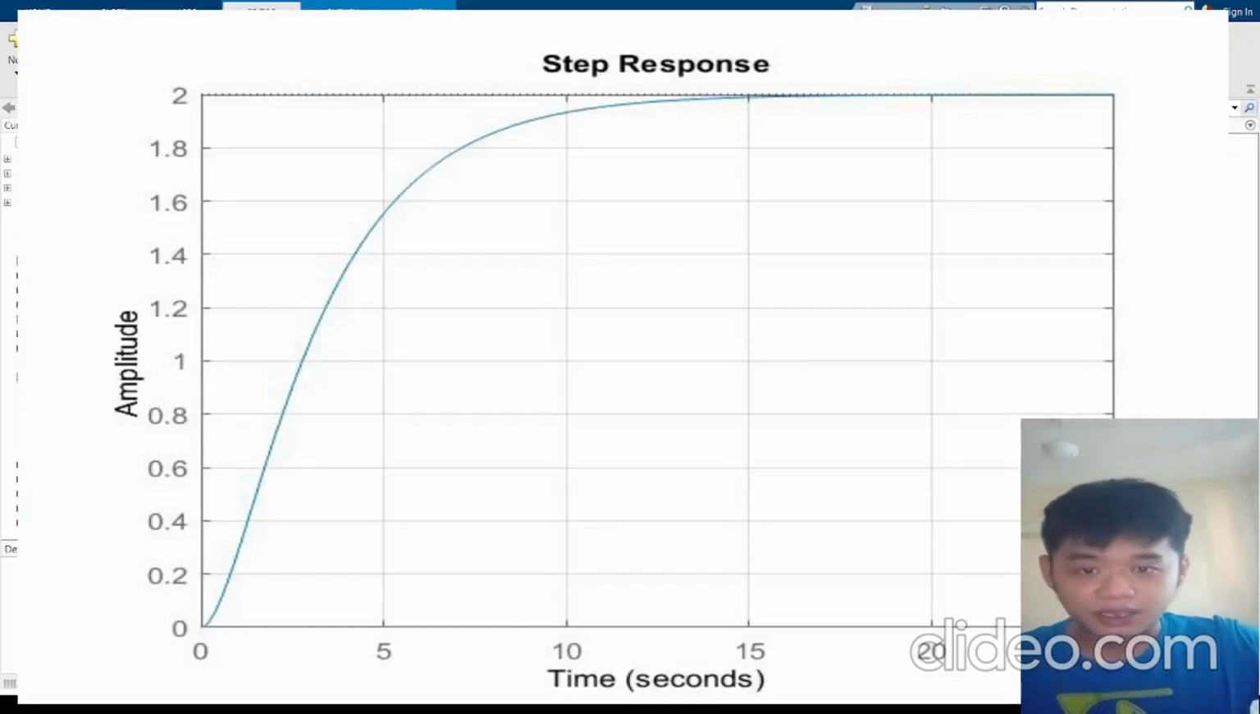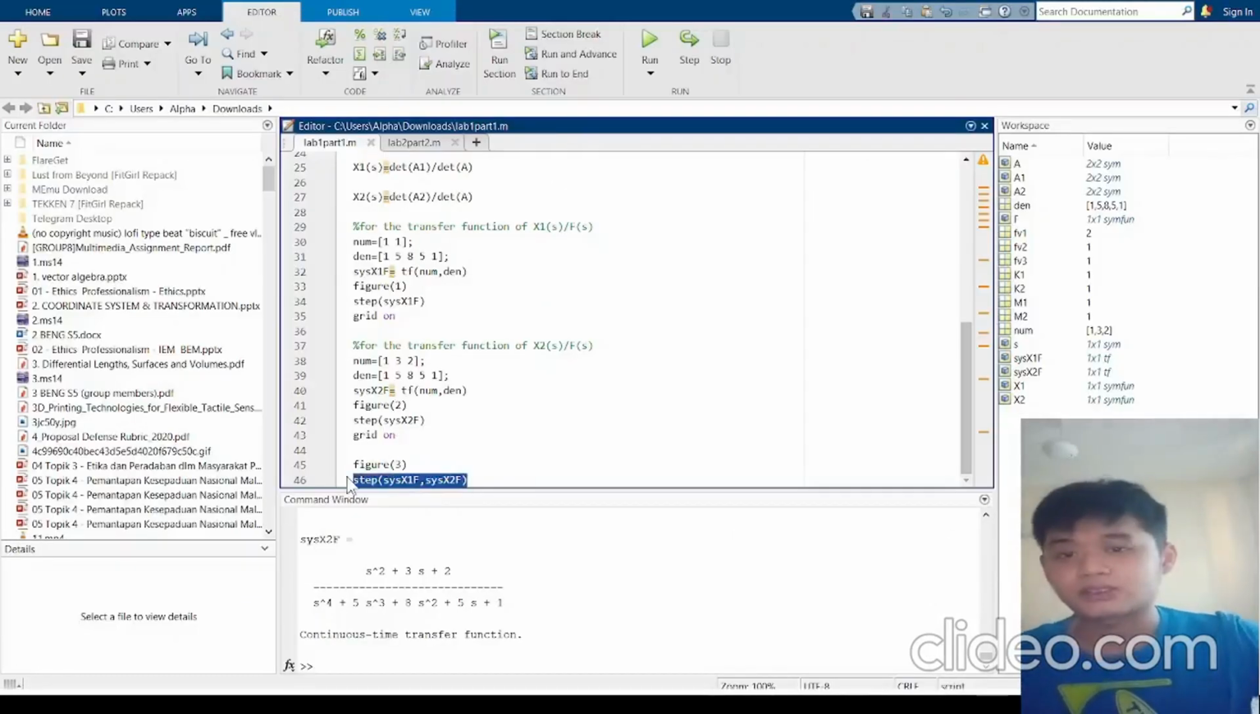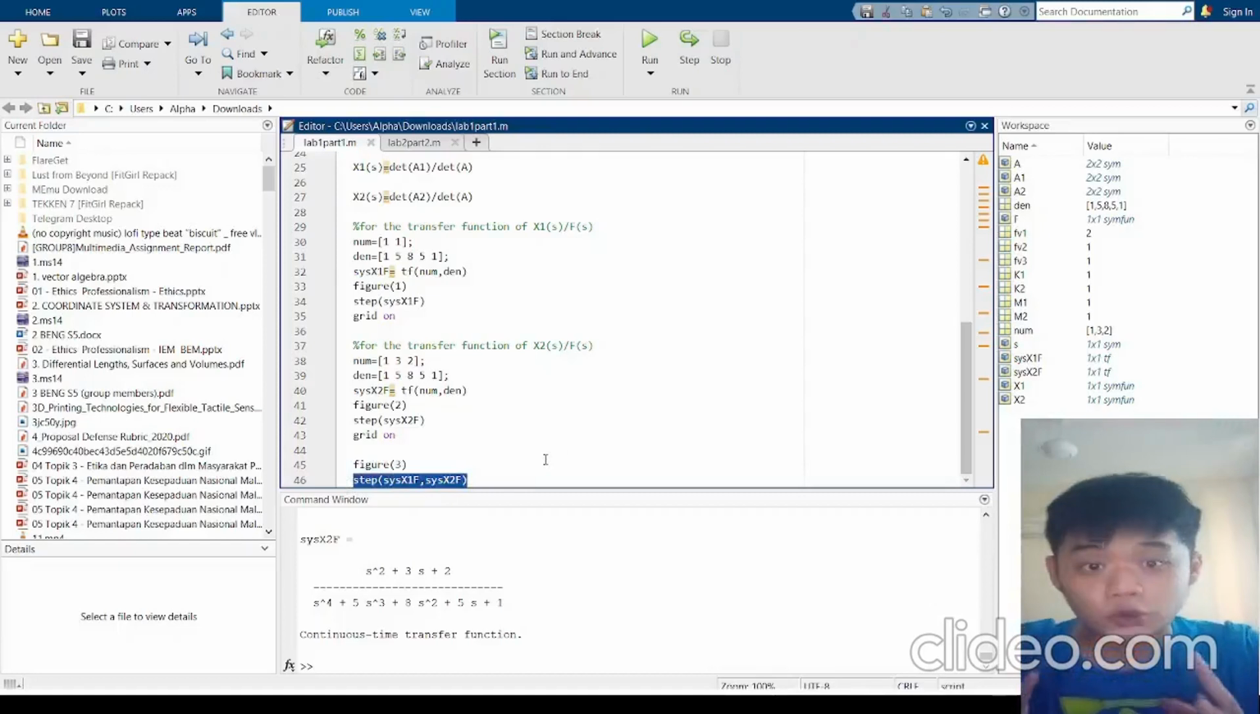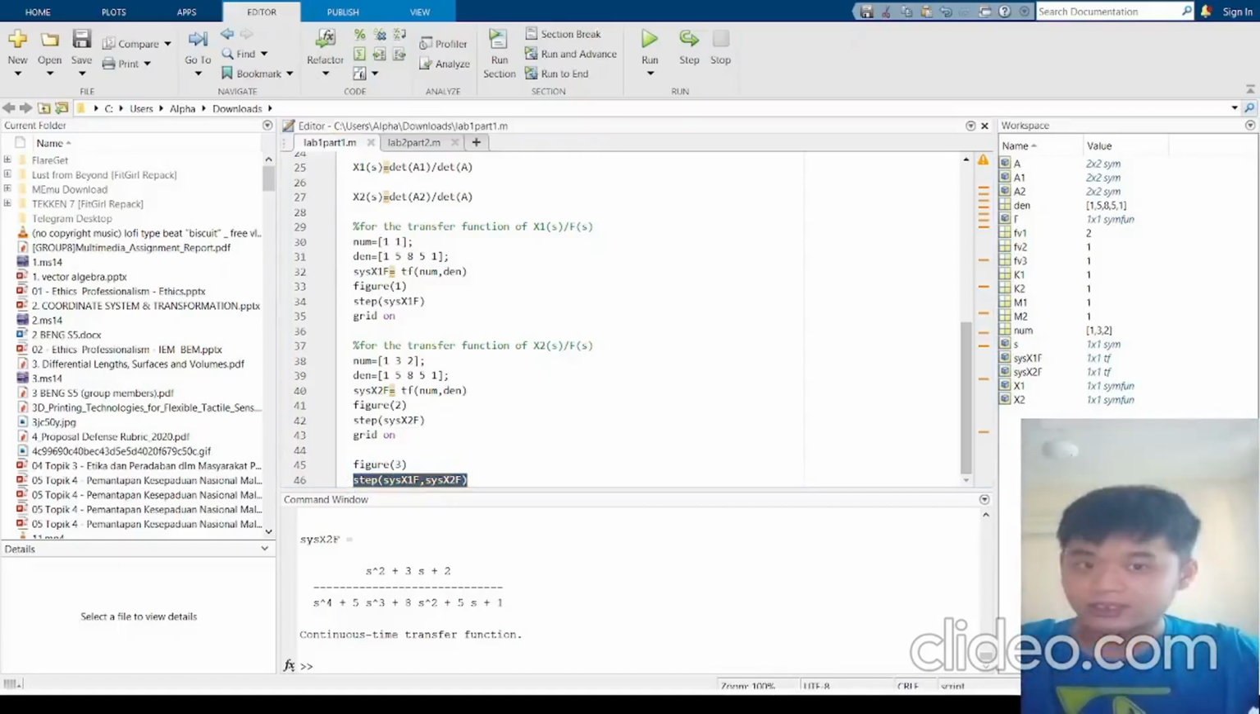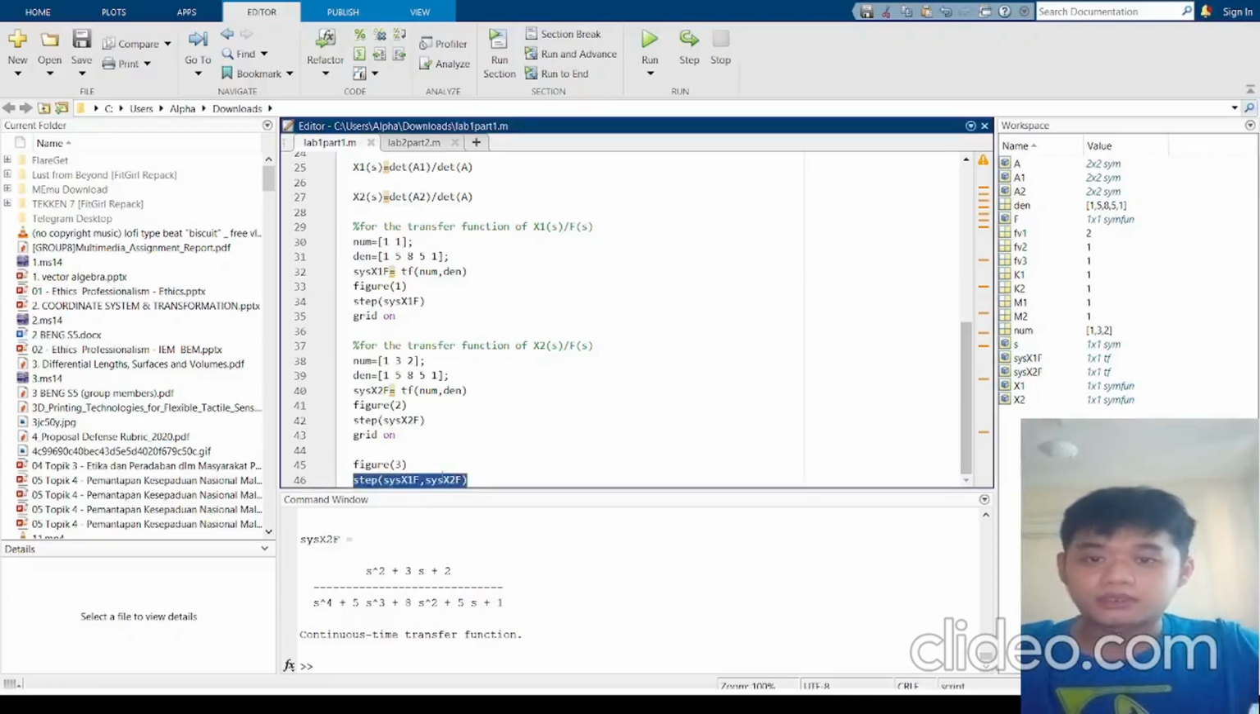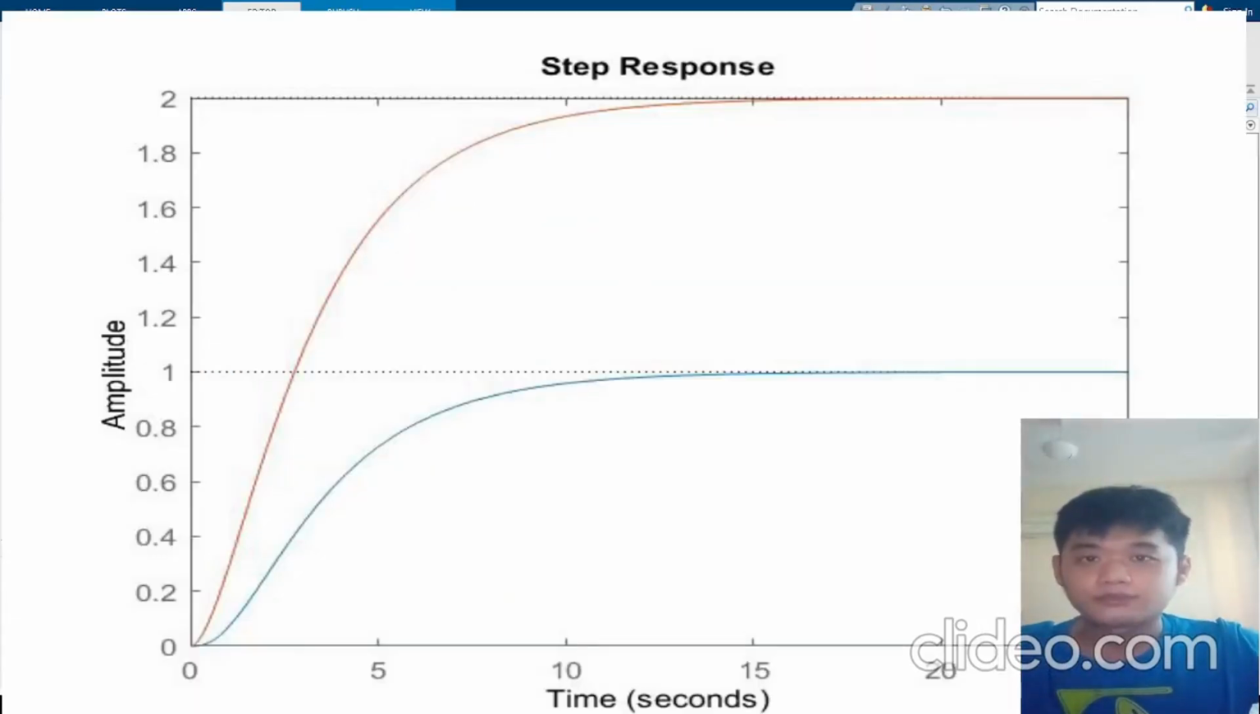And then after that, in the end, since the question requires us to find the combination of these two unit step response graphs, all you have to do is just, like I said before, put the step and put these variables together, and then we can get this. So this is how it's going to look like.